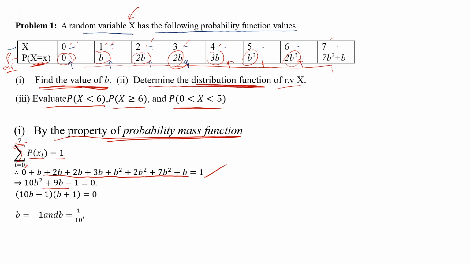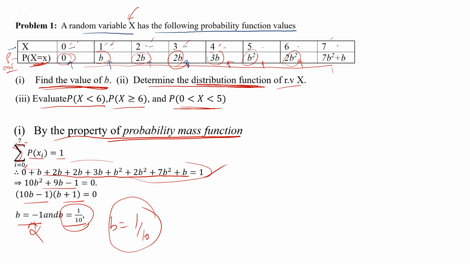Now if we simplify that equation, we get two values of b, that is -1 and b is equal to 1 by 10. We neglect the negative term because probability cannot be negative. So we take b is equal to 1 by 10. Here if we take b is equal to 1 by 10, that property is satisfied and we can say these are the probability mass function.